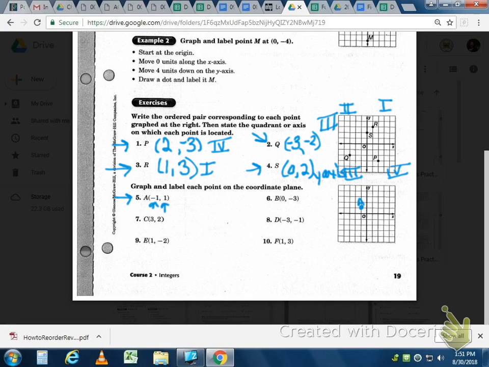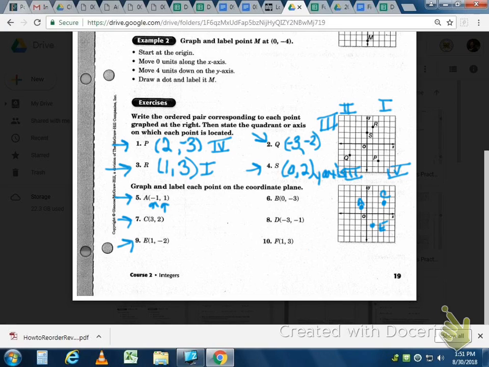If I look at 7, 7 says 3, 2, and it's point C. So you always start back at the origin. I'm going to go right 3 and up 2 and label it with a point C. And then finally number 9, it says 1, -2. So you go back to the origin. You go right 1 and down 2. And that would be point E.